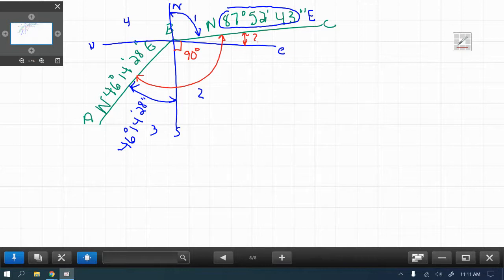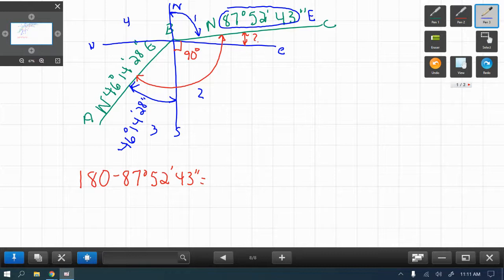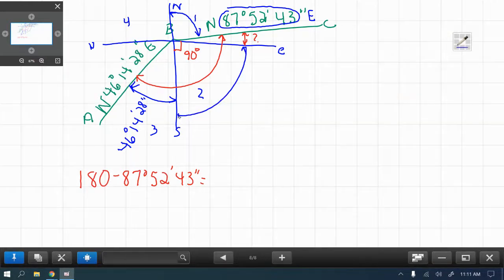Or this is how I did it. This is a straight line. So I did 180 minus 87 degrees, 52 minutes, 43 seconds. That then gave me this. And then all I had to do is add those two together to get the total angle.